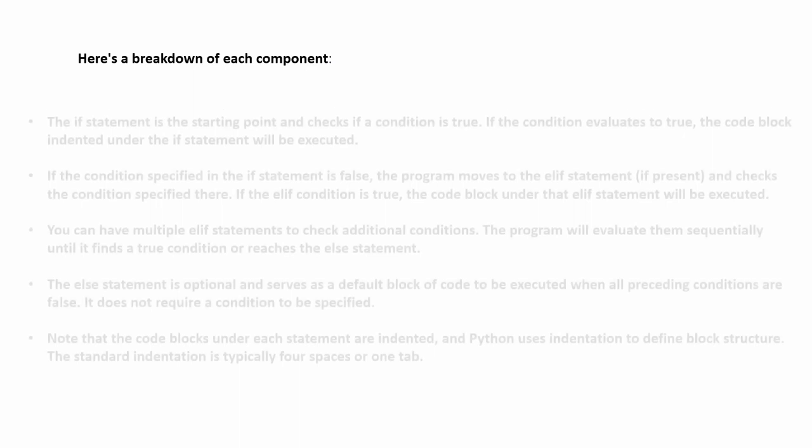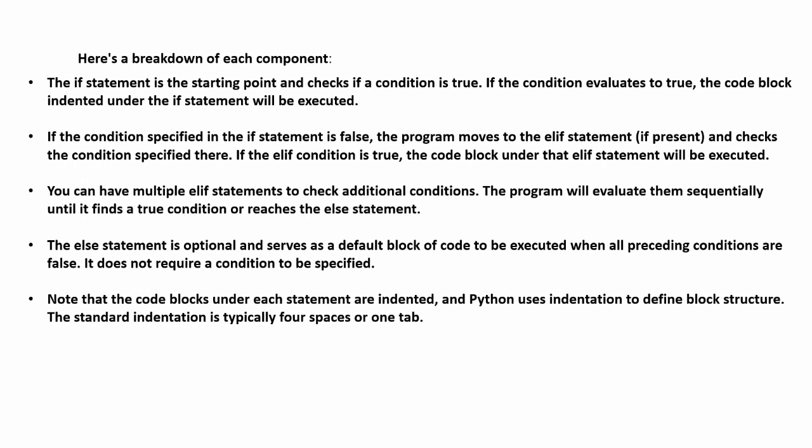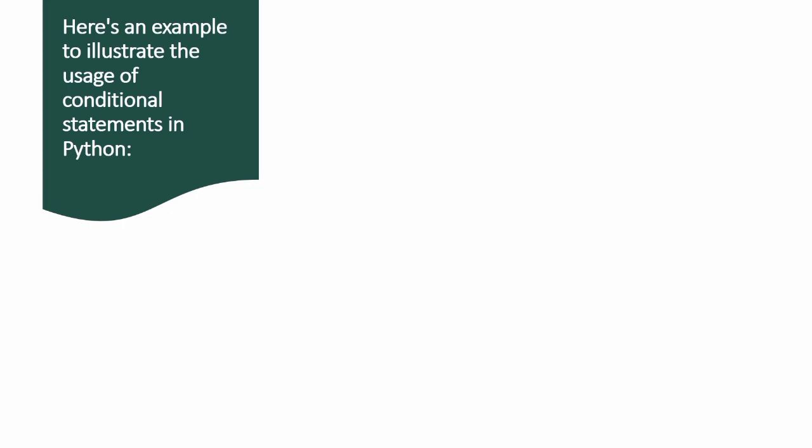Basically, the if statement allows you to execute a block of code if a certain condition is true. The elif statement is the short form of else if, and it allows you to check multiple conditions and it will execute the block according to the condition. If the condition is true, the code block under this statement will be executed. When all preceding conditions in if and elif statements are false, then at the last the else statement will be executed. So here is an example of the if elif else statement.